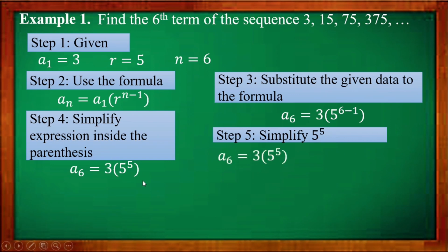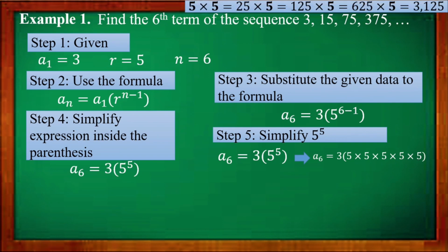So a sub 6, kinopya lang natin, equals, okay, a sub 6 equals 3 times 5 to the fifth. So multiply 5 by itself 5 times. So 5 times 5 times 5 times 5 times 5. So that is why we come up with this one.